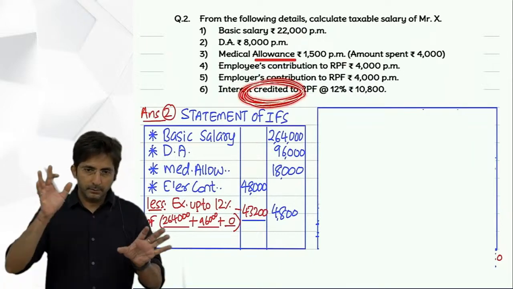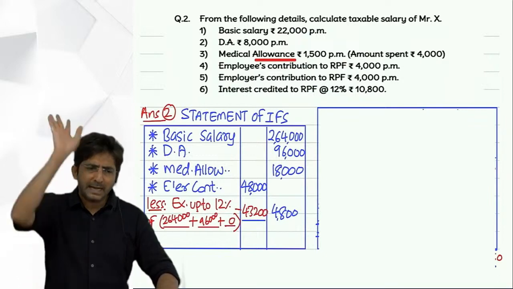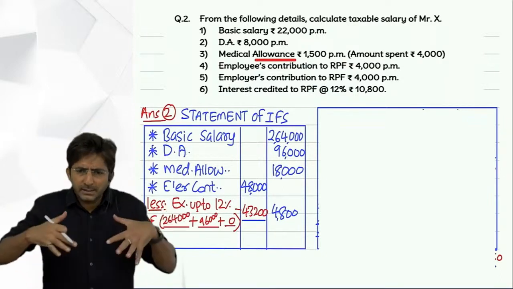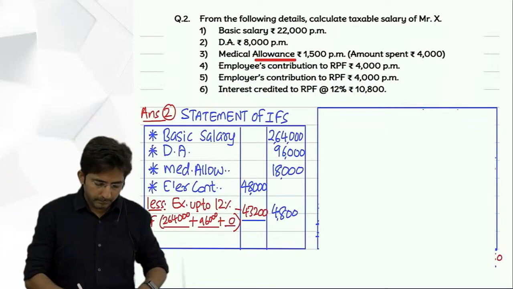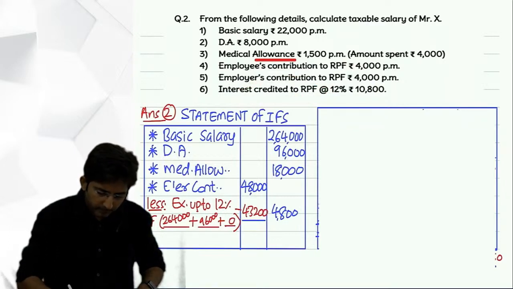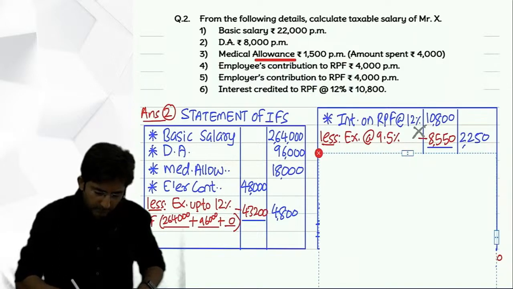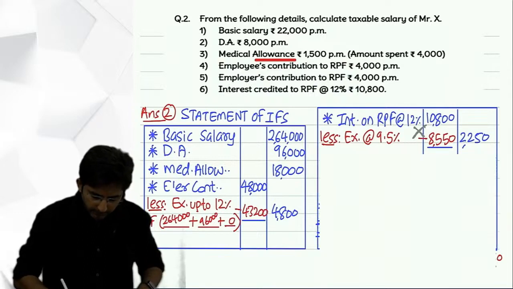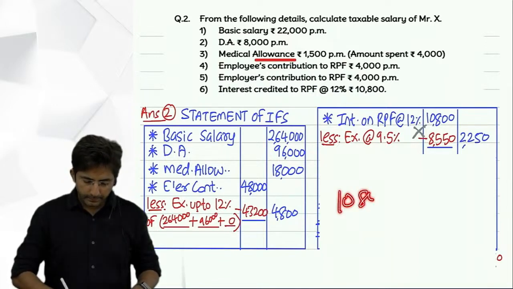Credited means it is deposited in your account. You will not receive it now. See, provident fund money, when do you receive? On retirement. And this guy is not retiring. His service is going on. And during this service, when they deposit the money, they say it is credited in your account. Show the sign of cross multiplication this way. So 10,800 into 9.5 divided by 12.